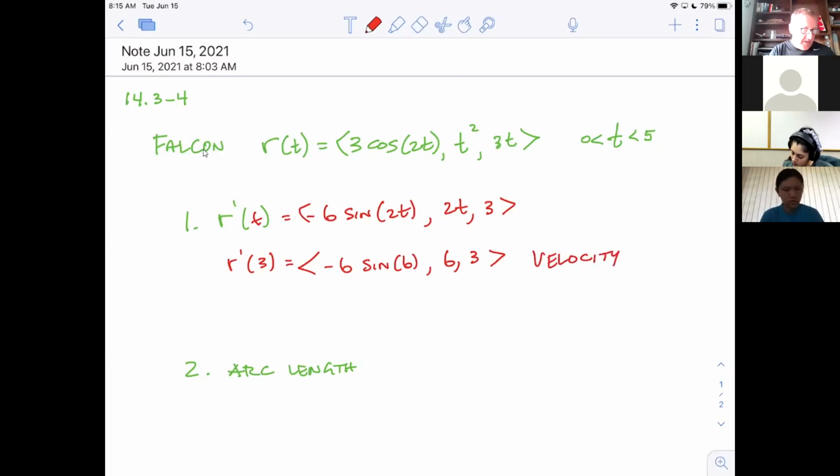And then if you Pythagorean theorem that mess, maybe you put this in the chat already, but I'm going to figure out what negative 6 sine of 6 is so that I can square it. And I'm going to add that to 6 squared, which is 36, plus 3 squared, which is 9. If I take the square root of that, the square root of what's roughly 47, you should get like 6.9. So the speed.